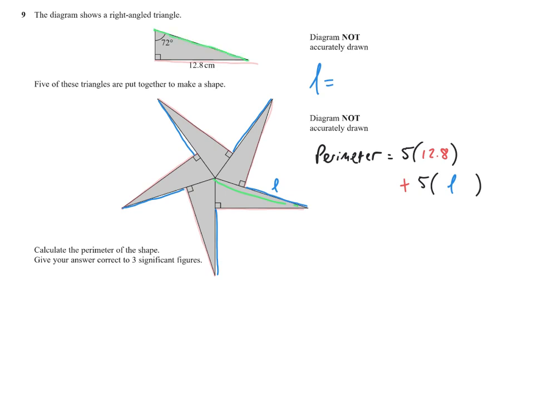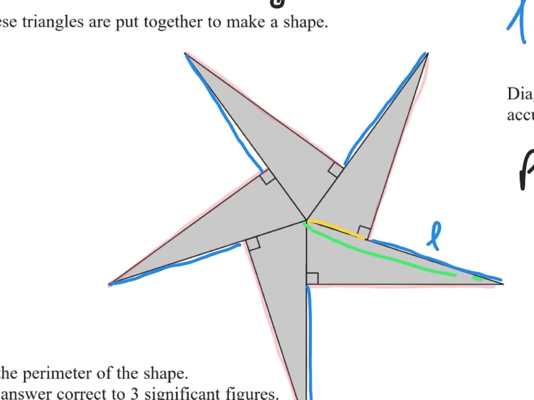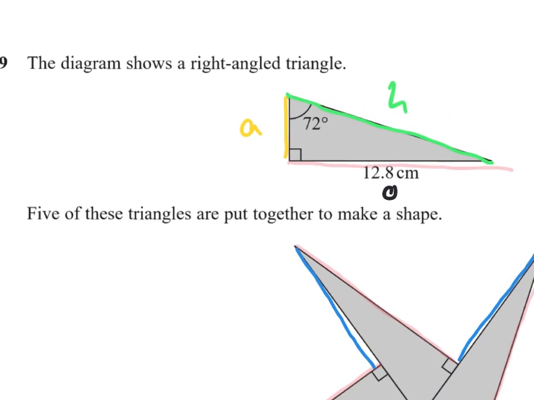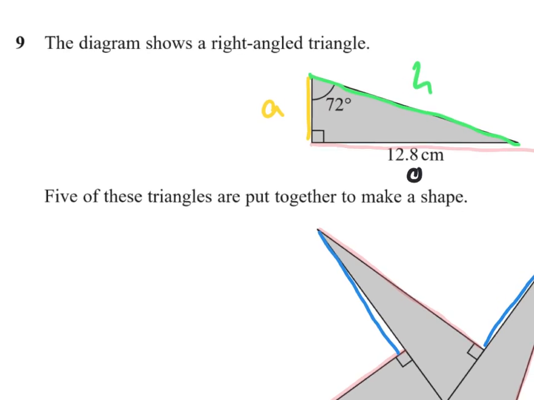Well, if we look at the green line and the yellow line, if I know those lengths, I can find L by subtracting the shorter one from the longer one. So we have to find out what those short and long sides of the triangle are. We are going to use SOHCAHTOA to do this.